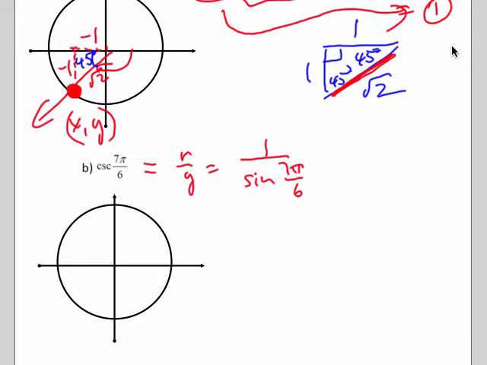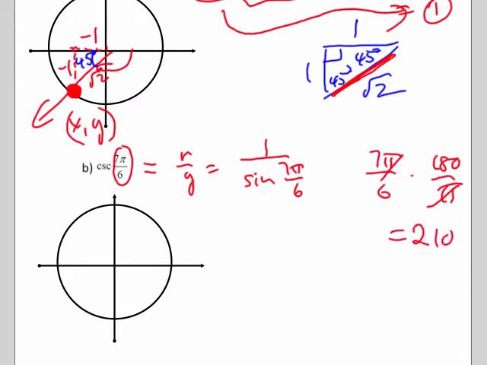First thing we'll notice is that our angle is in radians because there's no degree sign. So for 7 pi over 6, probably what most of us will want to do is convert that over to degrees by multiplying by 180 over pi. So the pi cancels out, and this is 210 degrees. So a positive 210 degree angle, 7 pi over 6 radians, is approximately there.